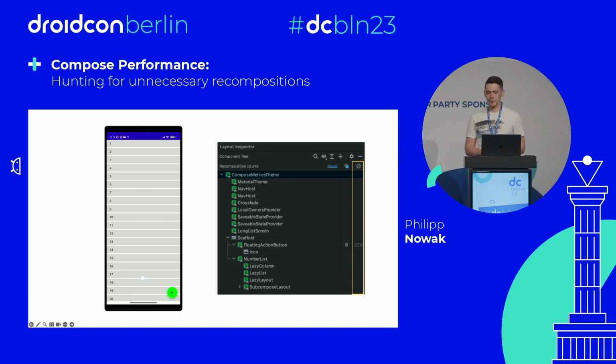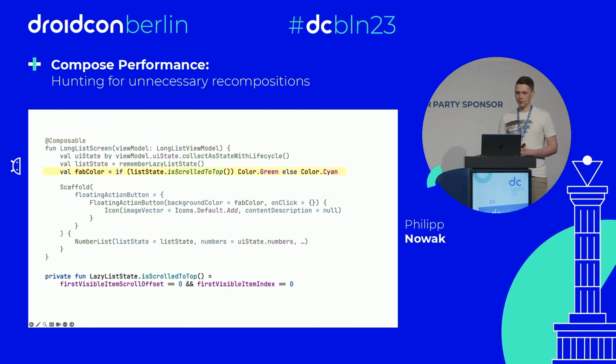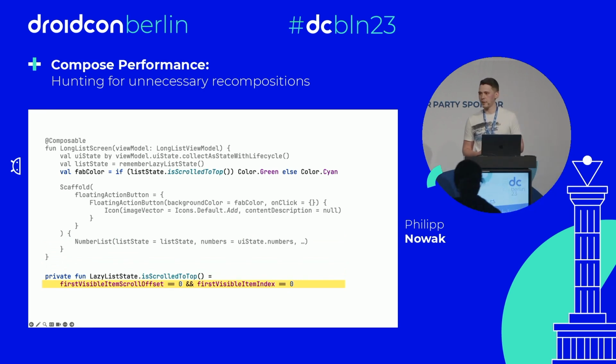What you should notice at this point is that we have many skipped recompositions, which is good because they aren't actual recompositions, but maybe we can do some changes to our code to avoid them. So let's go back and have a look at the declaration of our fab color variable. It is set to Color.Green when some isScrollToTop method returns true, and Color.Cyan otherwise. isScrollToTop is a simple extension function of our lazy list state and checks if the first visible item scroll offset and the first visible item index are equal to 0, so we know we are at the top of our list. So far, so simple, right?